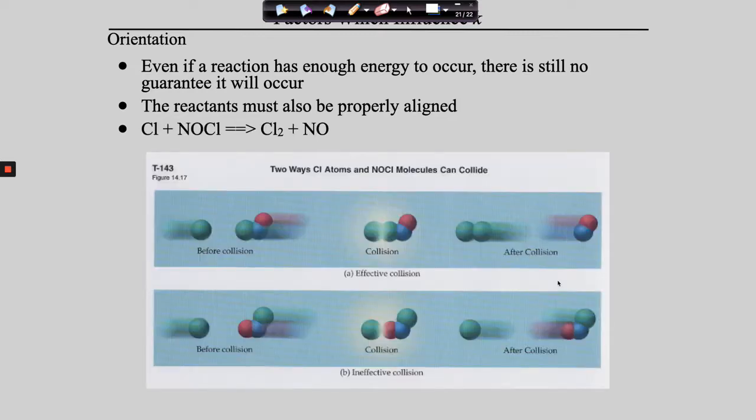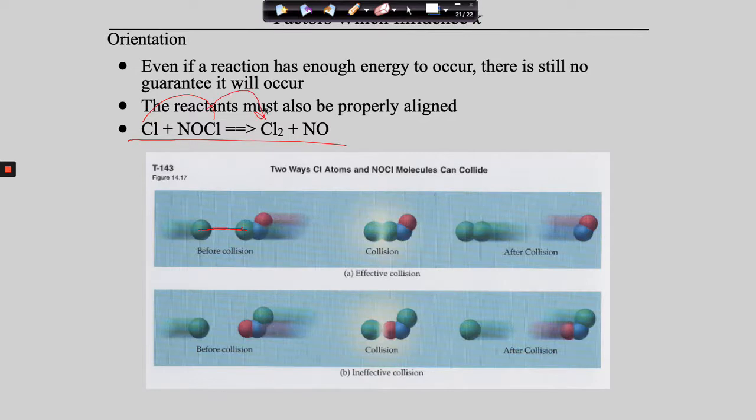You don't need to write this down, but just see if this makes sense in your head. In order for collisions to be effective and therefore get over the hump, many times there's an alignment issue. For example, if you're trying to get atomic chlorine to react with NaCl in order to form diatomic chlorine and then nitric oxide, obviously the chlorines have got to collide, because eventually this chlorine is going to bond to that chlorine, and that's going to turn into Cl2.